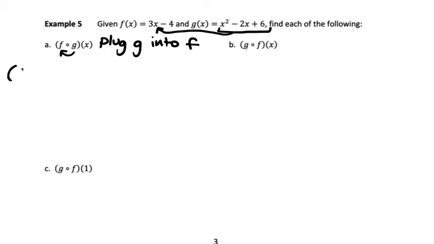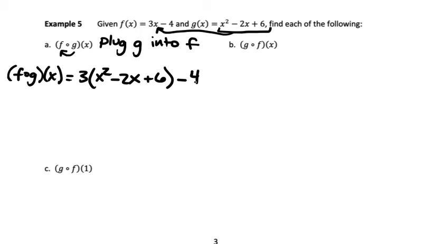So what that's going to give me is 3 and then in parentheses x squared minus 2x plus 6. I'm using parentheses because the entire function needs to be multiplied by 3. And then I have a minus 4. Now I need to do some simplifying here.